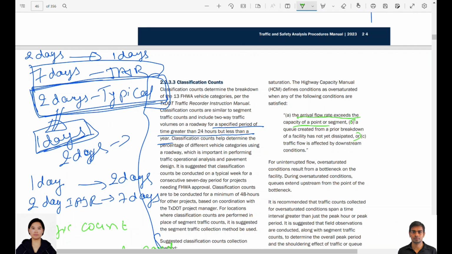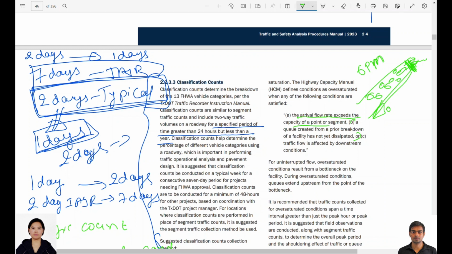For the second one, let's say the peak hour has ended. Let's say we are looking at 6 p.m. and it's kind of the end of the peak hour, but the queue has not fully dissipated from the peak hour itself. It is slowly fading away, but has not fully faded away. That's also an oversaturated condition. And the third one is when traffic flow is affected by downstream conditions. So if there is some incident here that is affecting traffic flow, that's also an oversaturated condition.